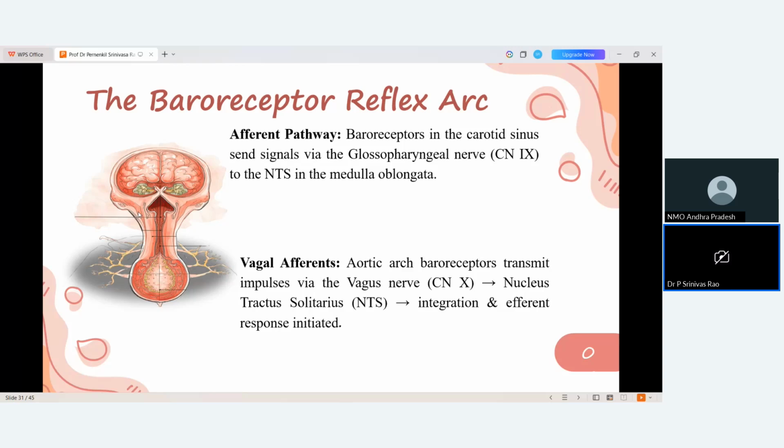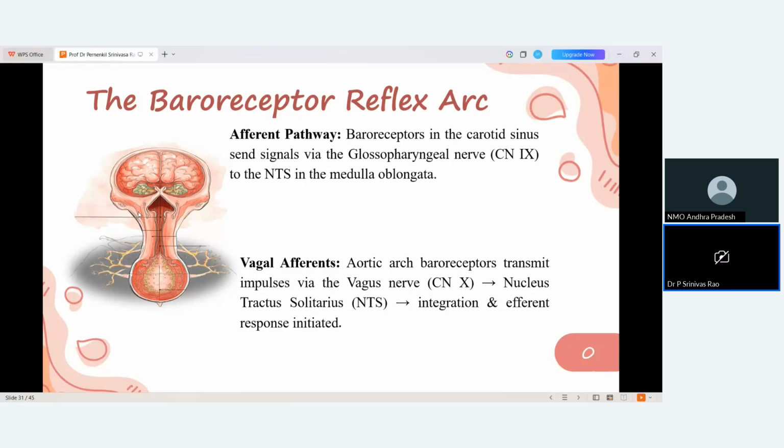Baroreceptors in the carotid sinus send signals via the glossopharyngeal nerve to the nucleus tractus solitarius in the medulla oblongata. So remember, NTS is in the medulla. Then vagal efferents, aortic arch baroreceptors transmit impulses via the vagus nerve. This also goes to the nucleus tractus solitarius. So the ninth cranial nerve is taking the afferent signal.